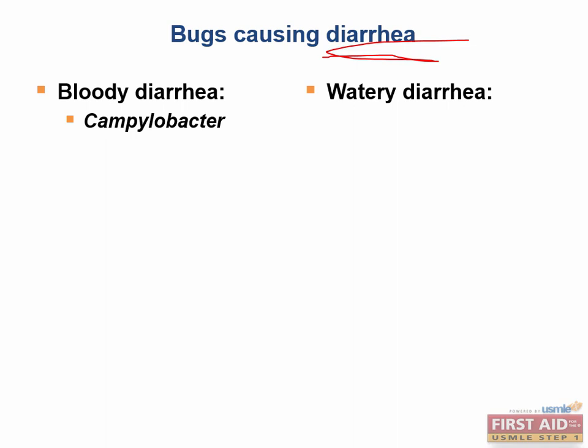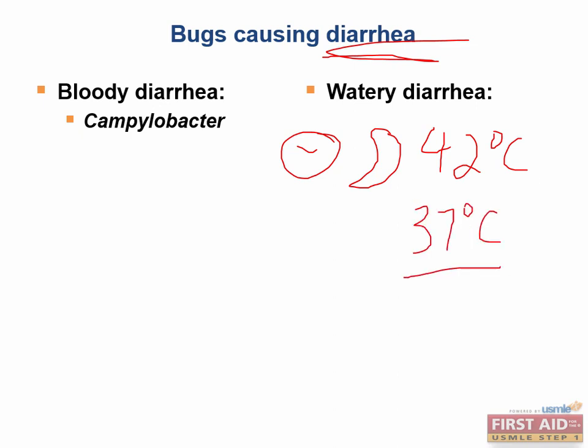Do you remember what kind of bacteria Campylobacter is? It is a gram-negative, comma-shaped organism. And do you remember what is unique about it in terms of its growth? It grows best at 42 degrees Celsius, which is greater than the normal 37 degrees Celsius that most other bacteria grow best at. So you can remember this with the mnemonic, Campylobacter likes a campfire.